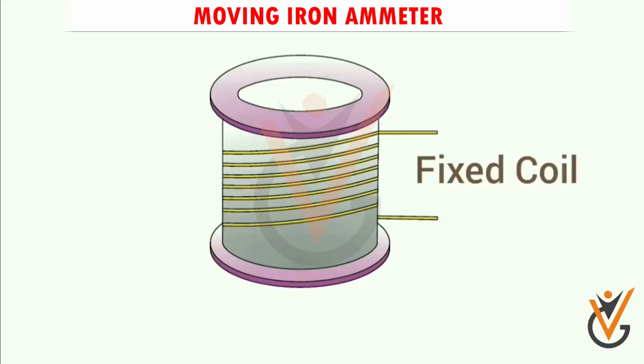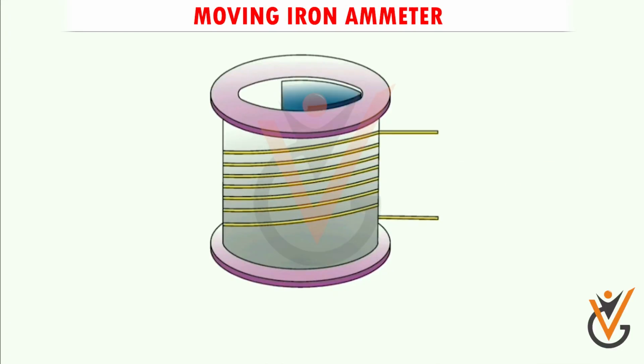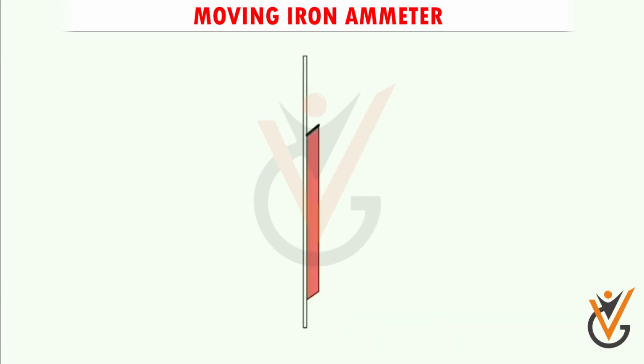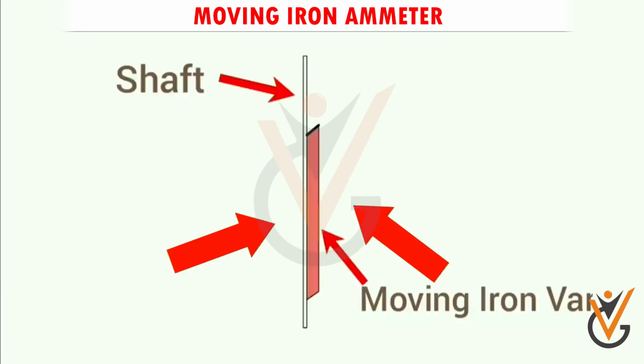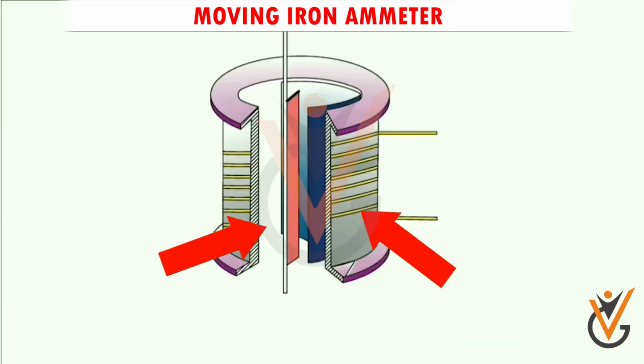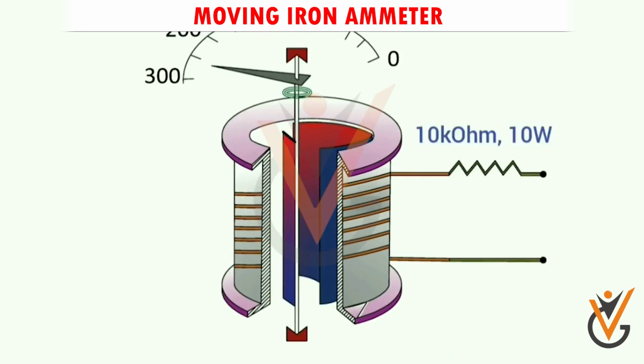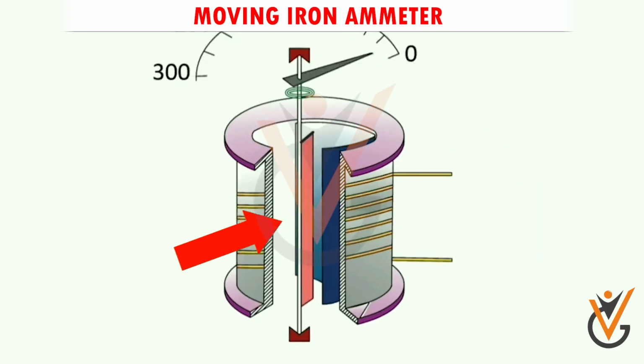Moving iron ammeter. These types of ammeters are used for measuring AC as well as DC. It consists of two small pieces of soft iron. One of them is attached to the coil and the other is attached to the pointer. When the soft iron attached to the coil becomes magnetized, it causes either attraction or repulsion of the other piece of soft iron, which then rotates proportionally.